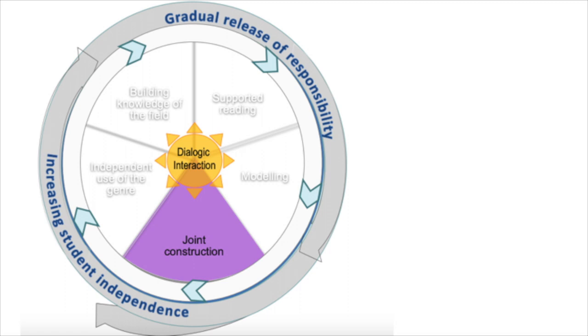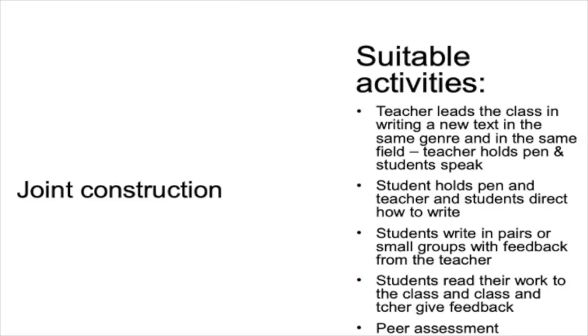Okay, and then we go to the joint construction. So we're basically going around the teaching and learning cycle part by part, and we're matching it with the actual task that we've started, the science experiment. So again, the next slide is looking at what kind of activities you can use when you're jointly constructing the text. So some of the activities for joint construction: teacher leads the class in writing a new text in the same genre. So again, using the scaffold that you've already given the students in the same field. You don't want to go and build new context, so they can stay within that.